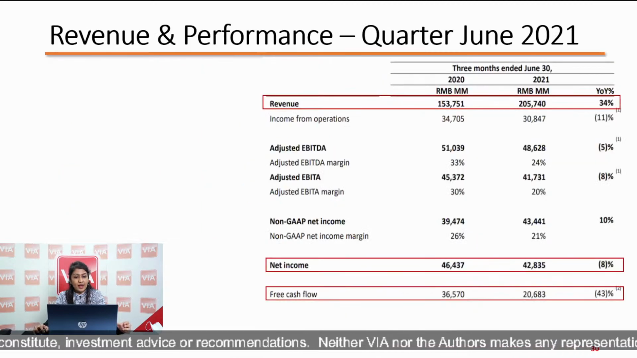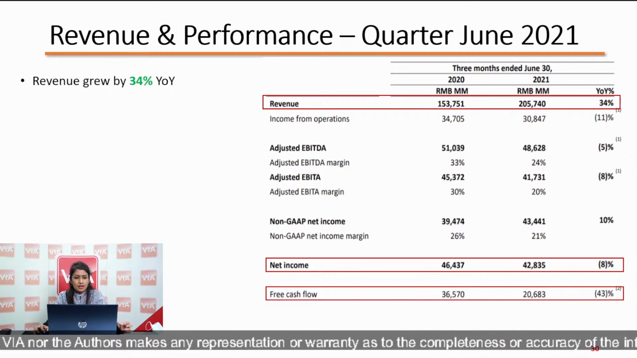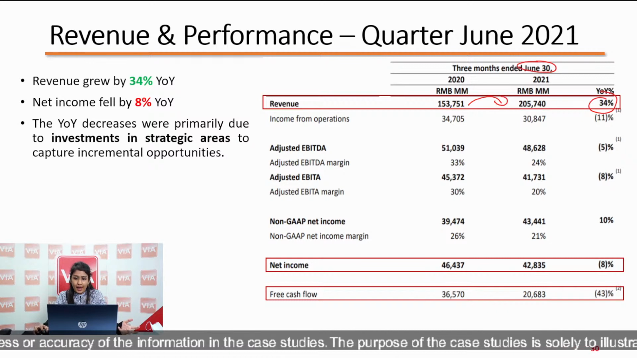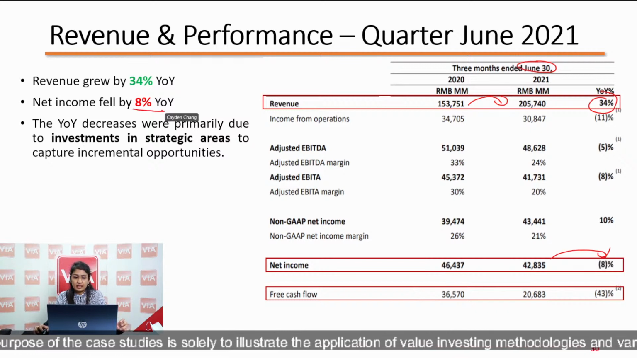So next, I would like to talk about the revenue and performance of the latest quarter of Alibaba, which is June 21. The revenue for this quarter grew 34% year over year, as compared to the same quarter last year. And then the net income and the EBITDA have fallen year over year. This is primarily because the company is investing in strategic areas to capture incremental opportunities, which will increase its addressable markets, and it will help it to better serve customers.